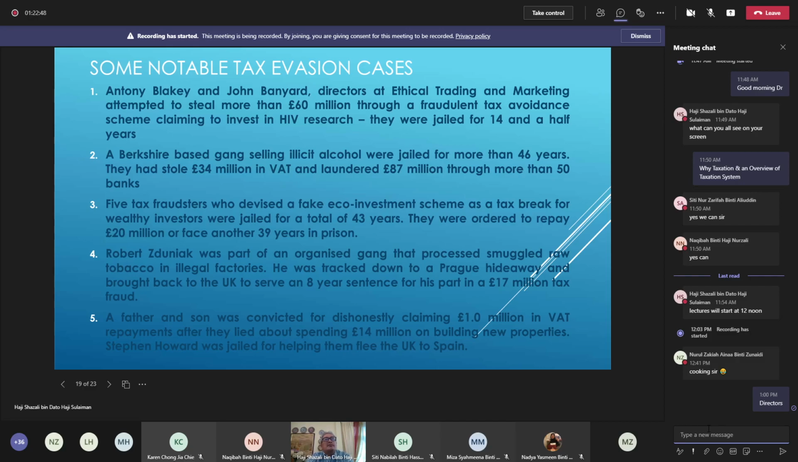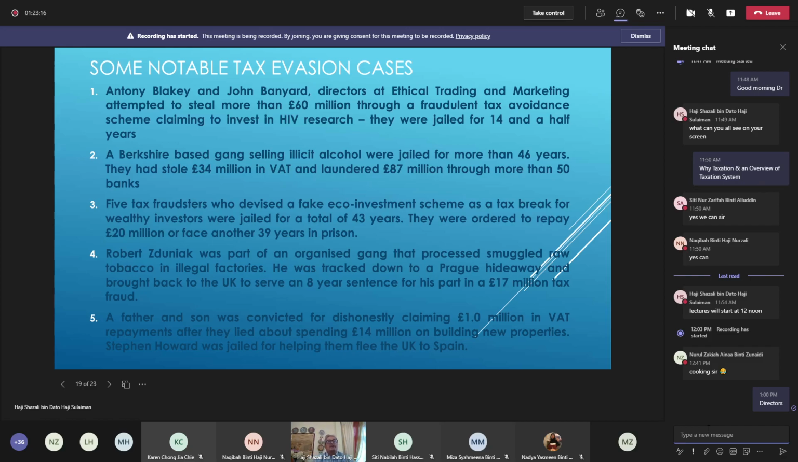Robert Zulak was part of an organized crime that processed smuggled raw tobacco in illegal factories. He was tracked down to a Prague hideaway. Prague is in Czechoslovakia, and he was brought back to the UK to serve an 8-year sentence for his part in the 17 million pounds tax fraud. So this would be tobacco tax, VAT. When you smuggle, obviously, you're not paying any other taxes.